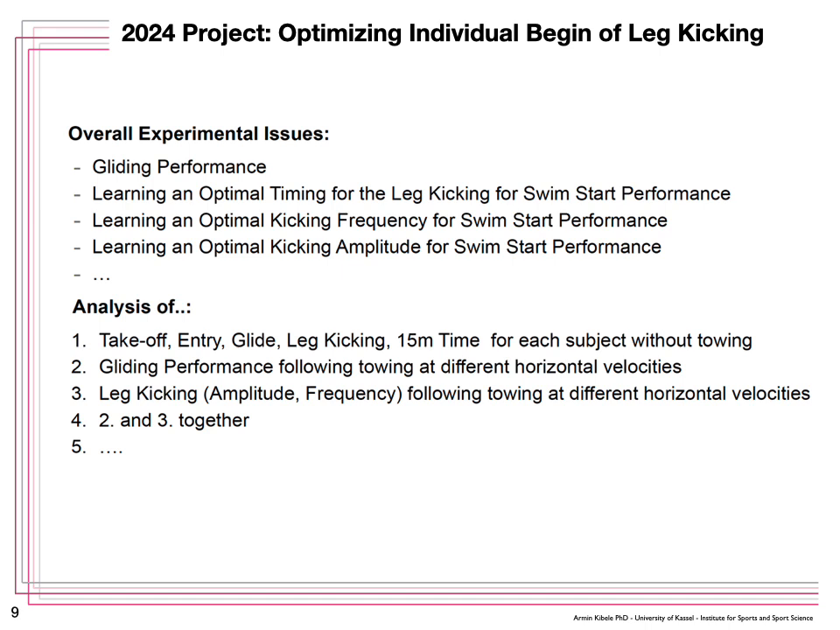In total, we aim to analyze the gliding performance. We also want to optimize the timing of the leg kick, the frequency of the kick, and the amplitude of the kick. The following variables will be assessed during a regular start from the block: horizontal takeoff velocity, glide velocity, and 15-meter time, all without towing. Glide performance is measured by the decrease in velocity between the release of the rope and the start of the leg kicking movement, and the 15-meter time. The following parameters are experimentally varied: start of the leg kicking, amplitude, and leg kicking frequency.